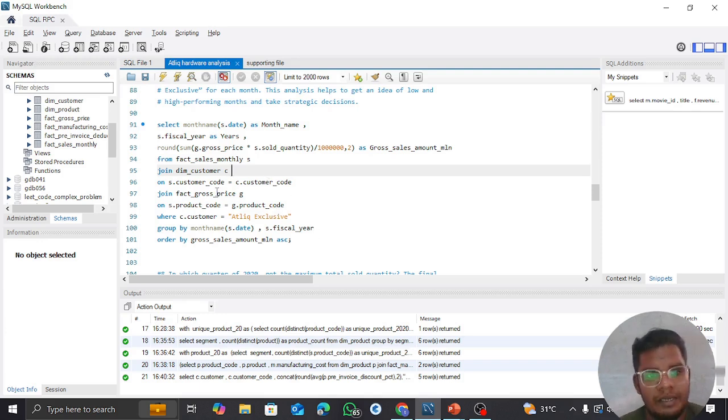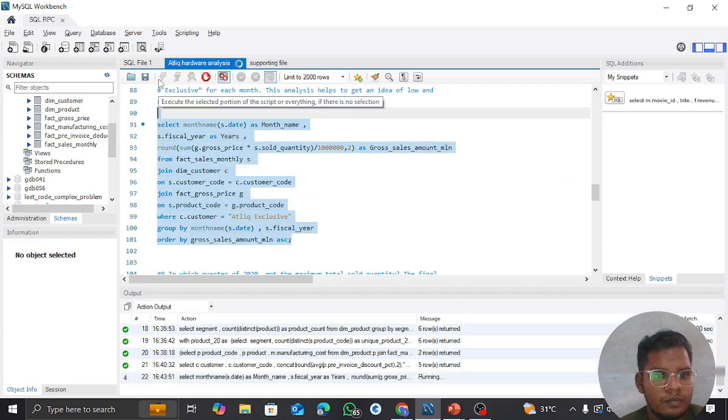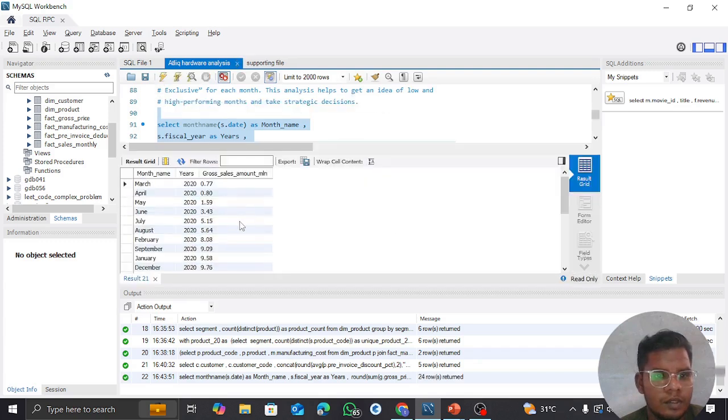Fact table is nothing but the transactions. Dim table is nothing but the entities. What are the things, what are the transactions, and who performs them? The dim table is an entity, a static table. Okay. See, that's the result, right?